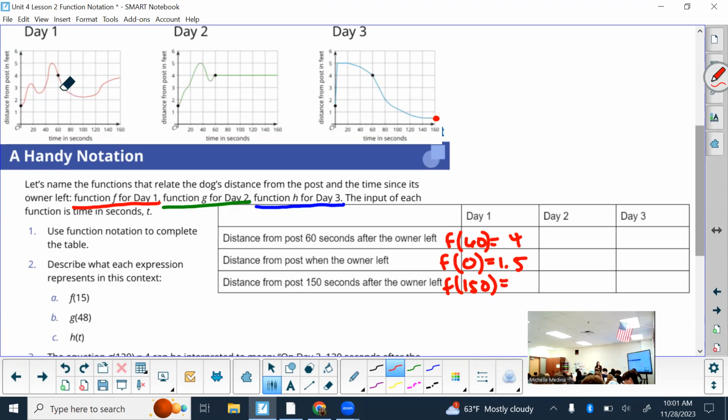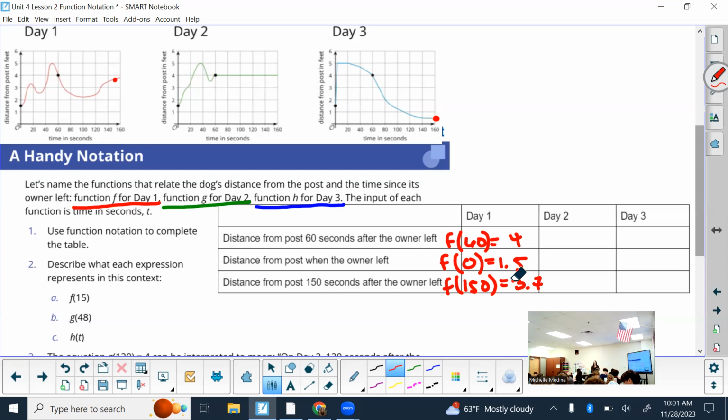At 150 seconds, how far is the dog away from the post? The dog? About 3.7. Because here's where 150 seconds is, like in the middle-ish, about 3.7, about 3.8. But that's how you do that. That's all I'm asking you to do.